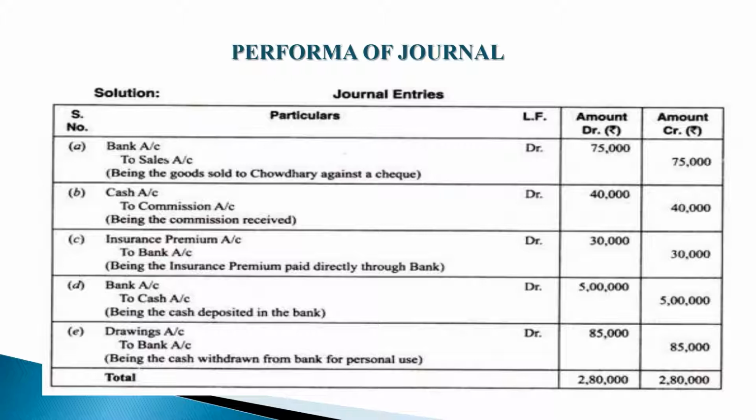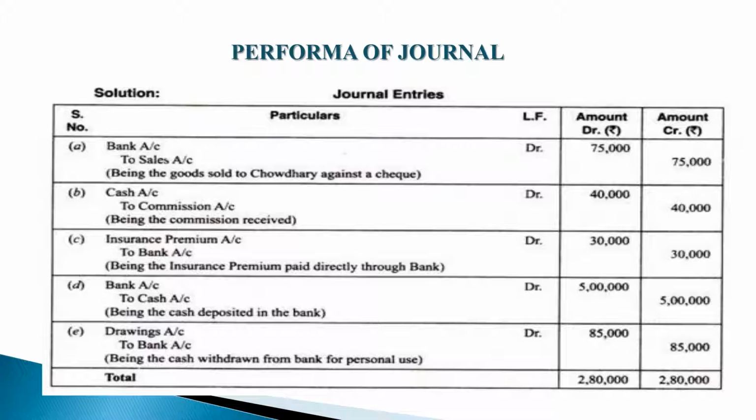Next entry is amount deposited into bank $5 lakh. So in this case, journal entry will be bank account debit to cash account. Bank is coming into the business and cash is going out of the business. And the last journal entry is $85,000 withdrawn from bank for personal use, known as drawings. So the journal entry will be drawings account debit to bank account, as bank is going out of the business.